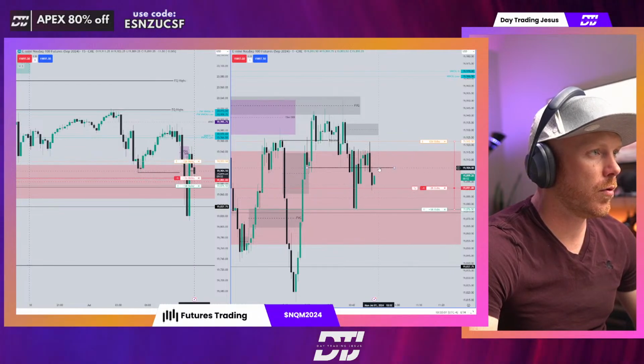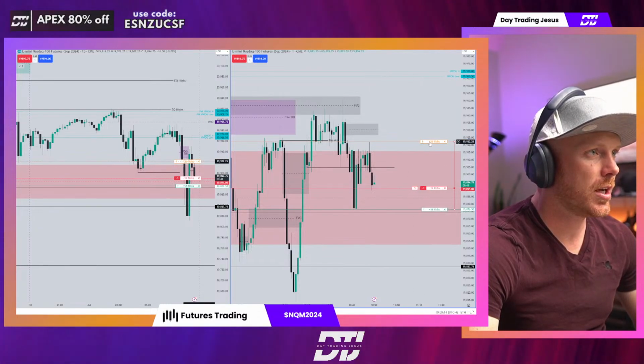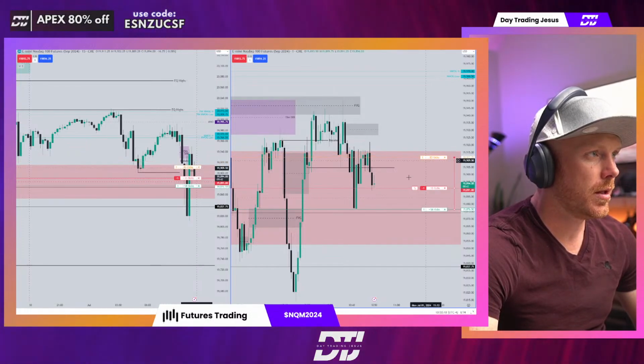So you would have wanted to get in up here at the breaker. That's where you would have wanted to get in. Your stop loss would be sitting somewhere around here to protect your position, at 10 handles above or so. And we want to see if price wants to run these to these lows here.